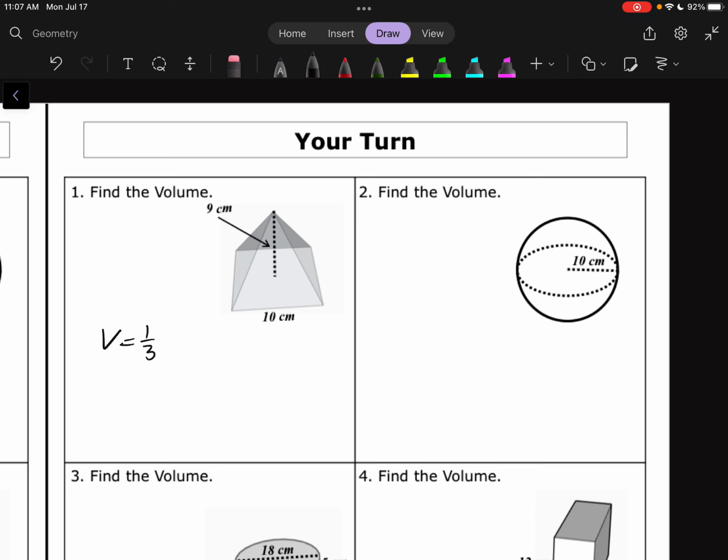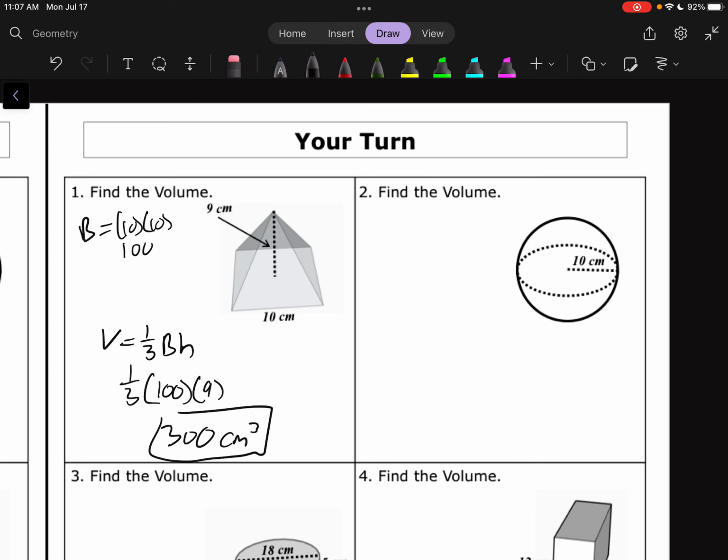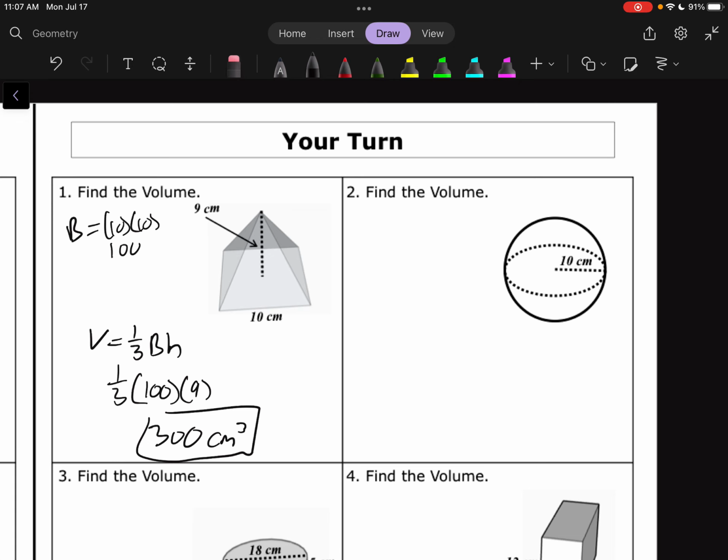All right, we got a pyramid here. We're doing 1/3 big BH. The big B should have been 10 times 10, which was 100. The height was 9. So you're doing 1/3 times 100 times 9, which should have been 300 centimeters cubed. For the sphere over here, she's been doing 4/3 pi 10 cubed, which gives us 4,188.8 centimeters cubed.